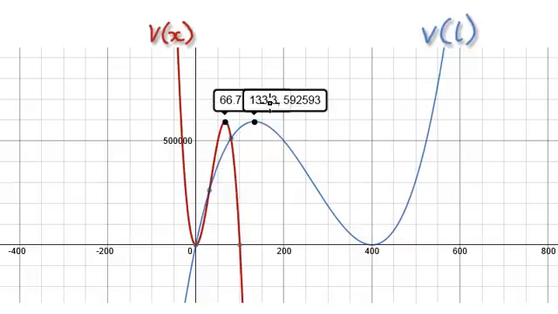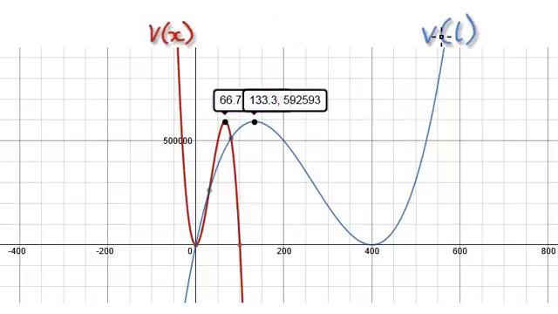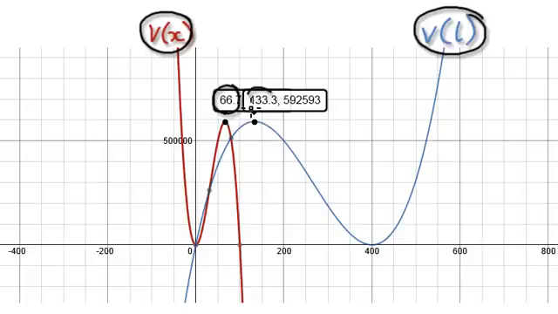And bear in mind that in the previous video it was L equals 2x, meaning that the width of your box here has to be half the L here. So notice that this here is half of this here. So the graph now looks like this. The volume as a function of length is given by this blue line. The volume as a function of x is given by this. The important thing to notice is that this is half of this.